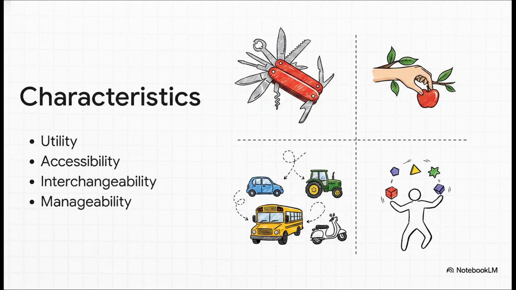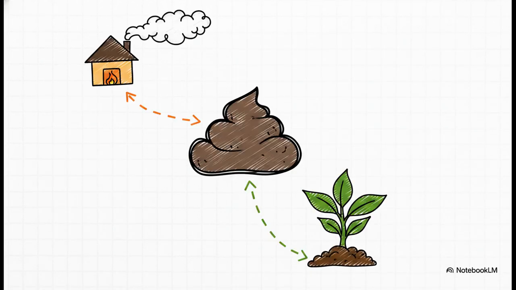If you miss your school bus, you can easily substitute it with a car, a tractor, or a scooter to perform the exact same function. Almost all resources have substitutes. And finally, manageability. Because resources are finite, they must be managed to get the maximum output with the absolute minimum input. And this brilliantly illustrates that first trait we just mentioned, utility.